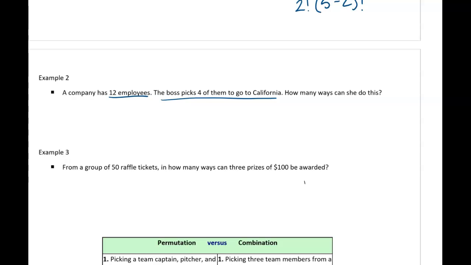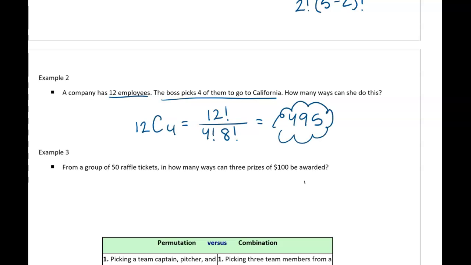We're just choosing them. It doesn't matter which order you're going in, who gets picked first. It's not that some of them get to fly first class to California. So it's just combination because it doesn't matter what order they're chosen in. So 12C4. And this is equal to 12 factorial over 4 factorial times 12 minus 4, which is 8 factorial. Put this in your calculator too, and you end up with 495 ways.